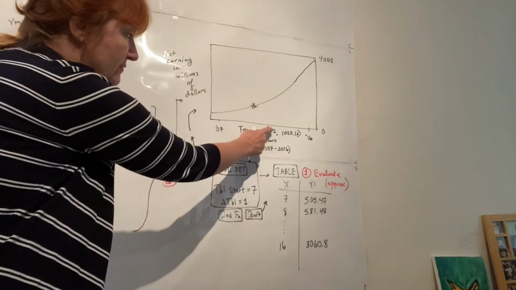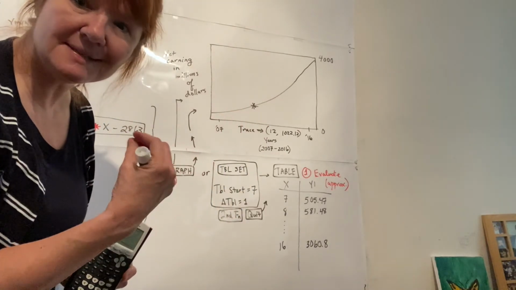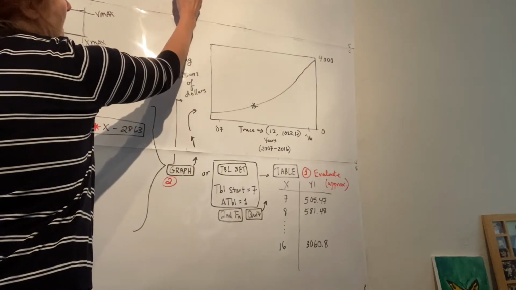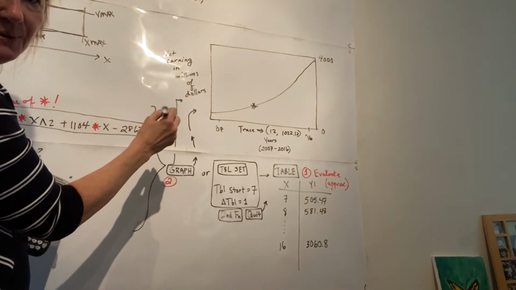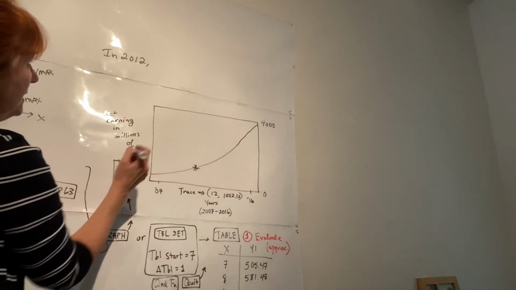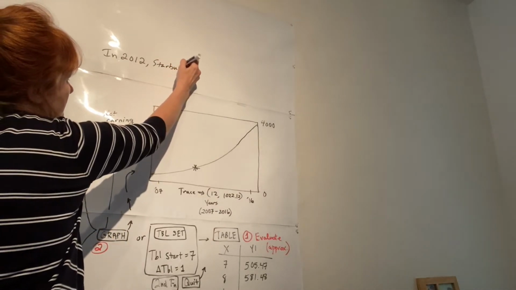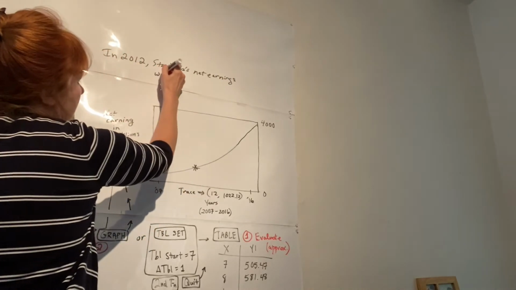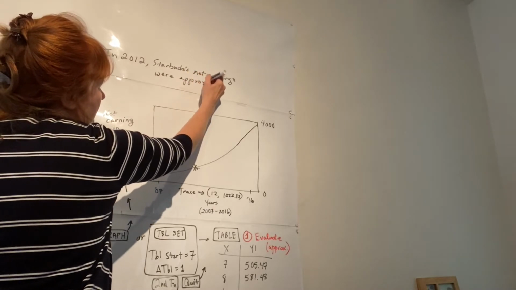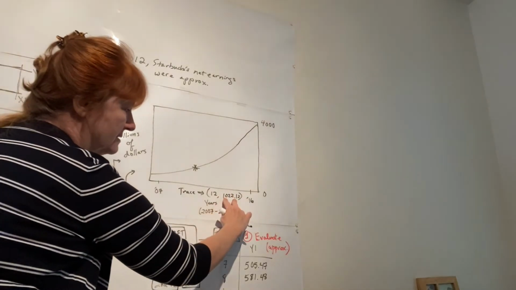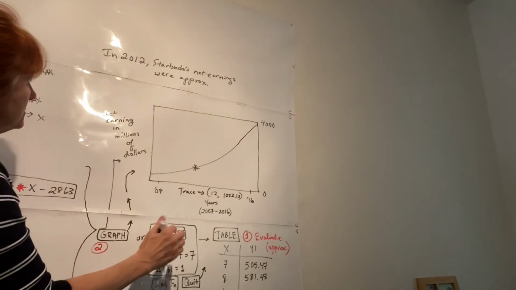So from every data point on a graph, you should be able to write a sentence explaining what's going on, right? So in 2012, just from that one data point, can you guys see what I'm writing there? There we go. In 2012, Starbucks net earnings were approximately, now you don't want to write just 1022.12, right? This is in millions of dollars. So do a little scratch work on the side.